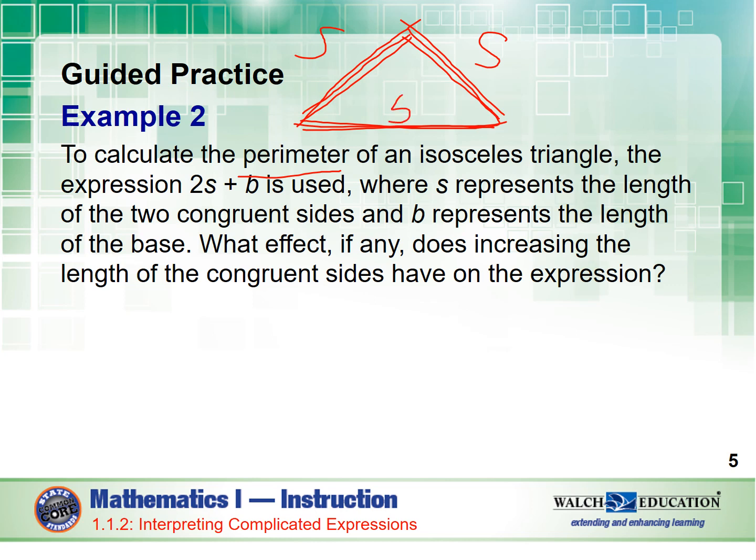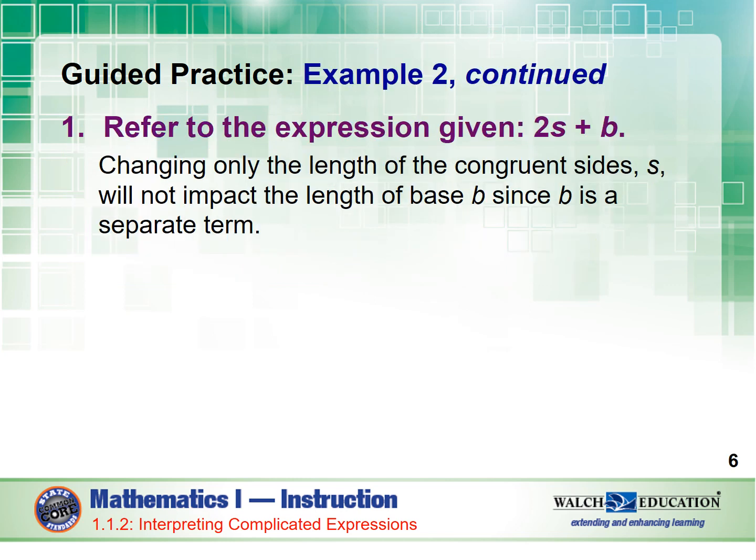B is the base. What effect, if any, does increasing the length of the congruent sides have on the entire expression? Okay, so we're going to look back at the expression 2s plus b and changing only the length of the congruent sides s does not impact the length of the base b, because b is a separate term and it's a constant. So no matter what happens to the length s, b is not going to be impacted.